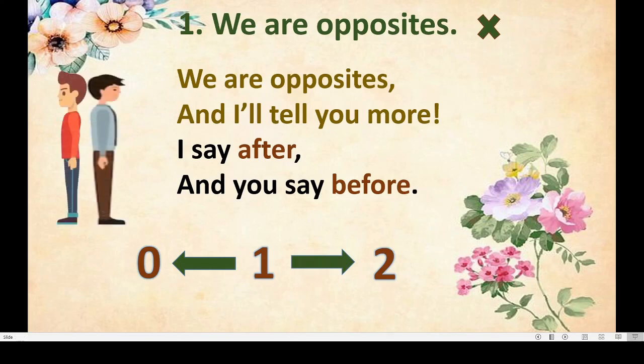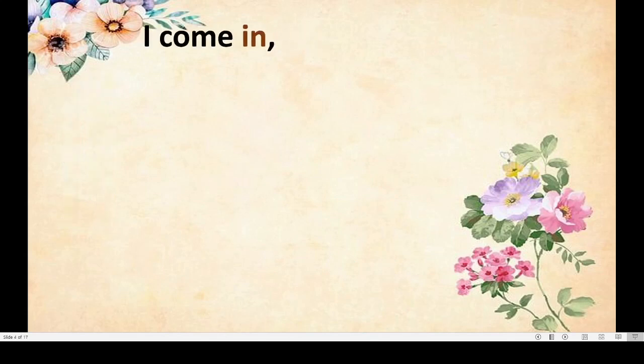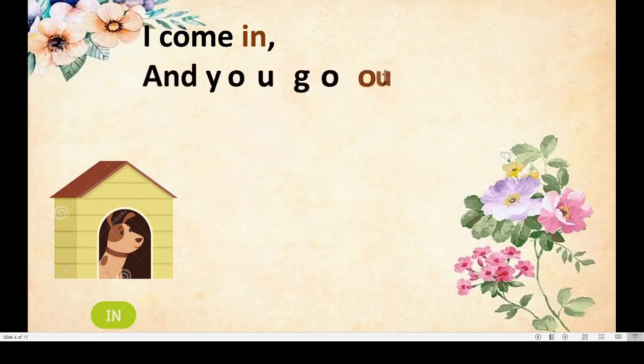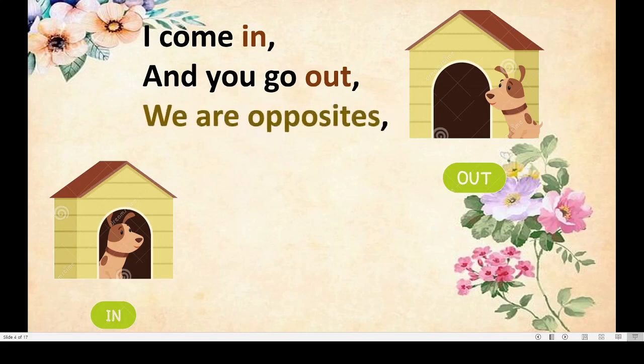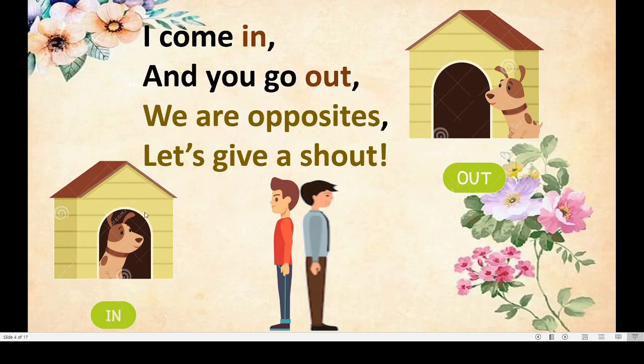Next, I come in, see this, and you go out. Please observe the pictures. We are opposites. Let's give a shout. Now, dear children, this dog is inside the house. It is in the house. And here you can see the same dog. It is outside the house. Got this? This is in. Opposite is out. You know that in the class and outside the class. That is totally opposite to each other. In is opposite word for out.